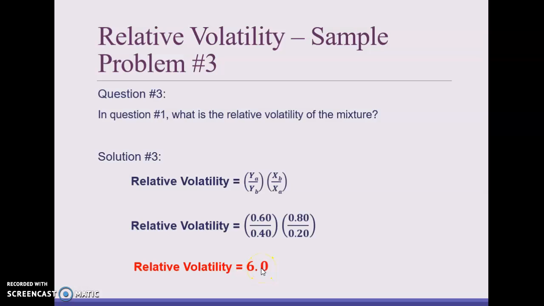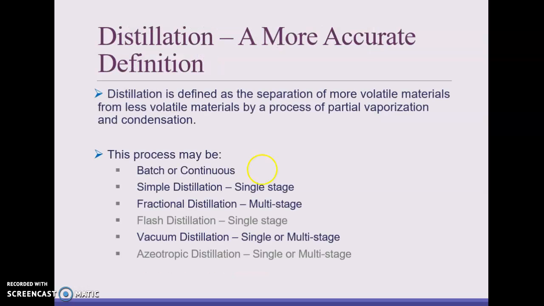And what we find is that the relative volatility really indicates how good the separation is. Numbers of 6 or higher mean that you'll have a really good, clean separation, and most of the vapor will be what you're looking for, the low boiler, almost 100%. And in the higher boilers, the bottoms will be the other substance, almost 100%. So again, distillation, more accurately, is the separation of more volatile materials from less volatile ones, and you do partial vaporization and condensation as it's going up the column.